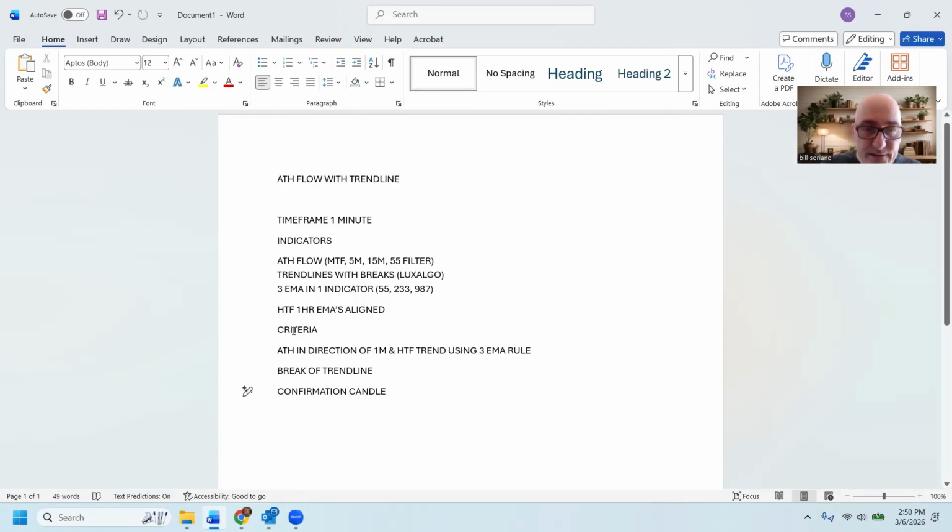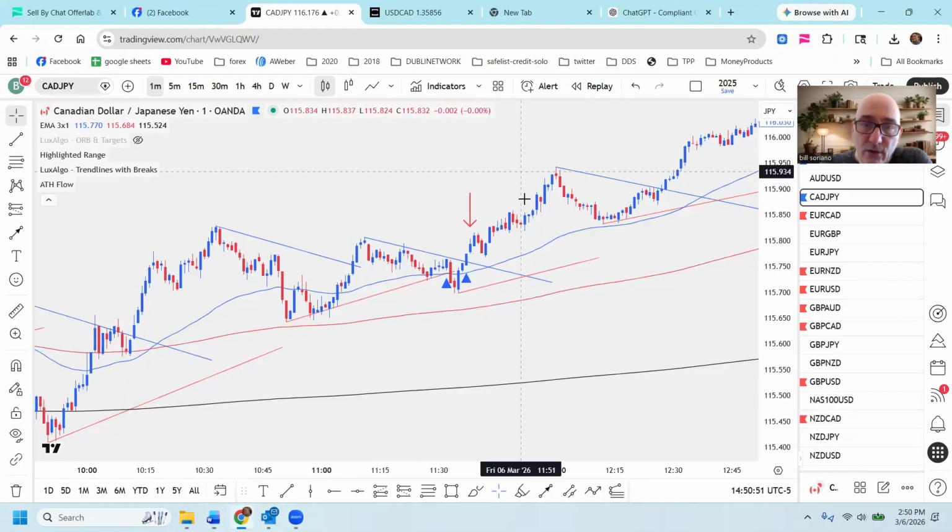Okay. And the criteria is the ATH in the direction of the 1 minute and higher time frame trend using the 3 EMA rule, right? Those moving averages have to line up. I'll show you that again here. Break of a trend line and a confirmation candle. So right here is where I took this trade.